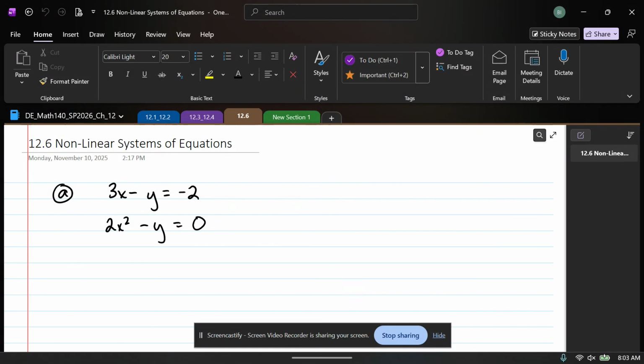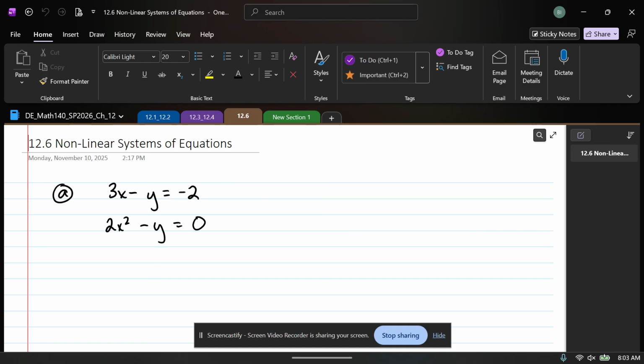Today we're going to look at 12.6, which is nonlinear systems. So nonlinear systems, unfortunately, cannot be done with the matrix stuff. It'd be nice if they could, but they can't because they're not linear. Matrices are reserved for linear things.